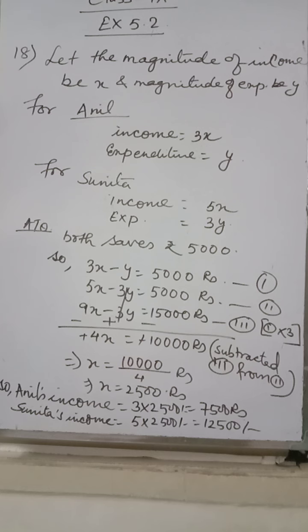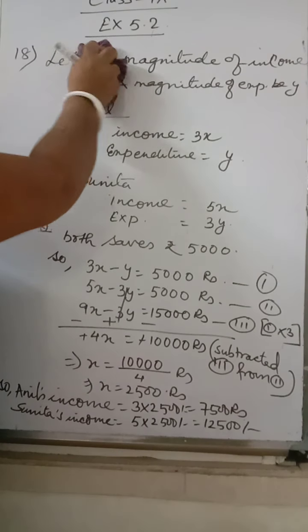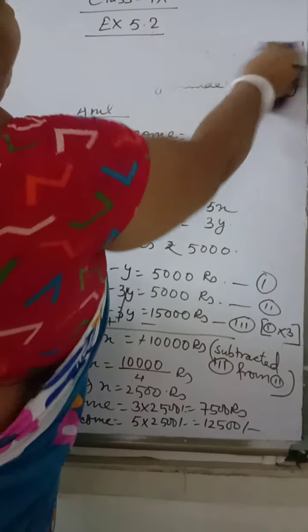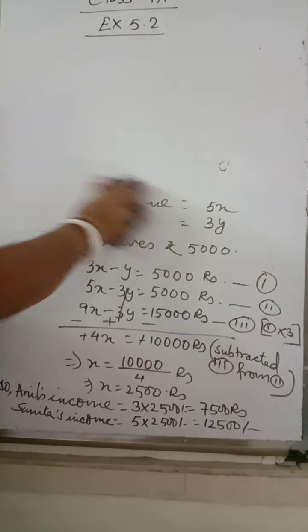Question number 19 is a little bit tricky. You have to apply a little bit of your head. Okay, so let us see. The ratio of passed and failed students in an examination was 3:1. Had 30 less appeared and 10 less failed. Let us see here.